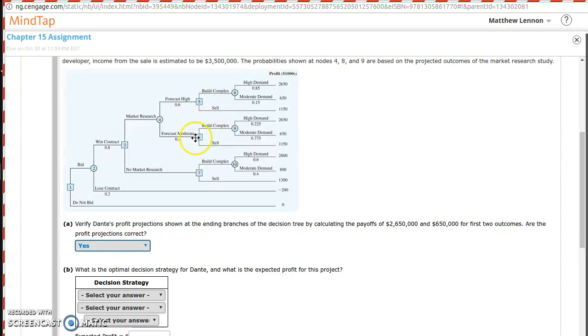And then again, you're going to compute the same thing here. You're going to do the expected value of node 9 and compare that to 1150. So when you do the expected value of node 9, you get 1100. So compare 1100 with 1150. That's node 6.